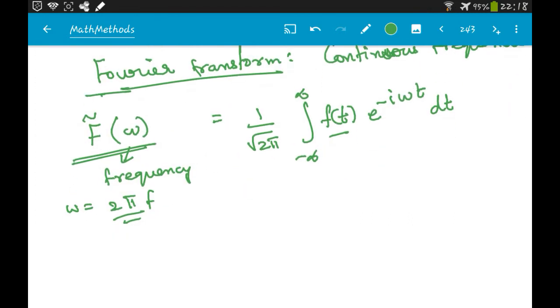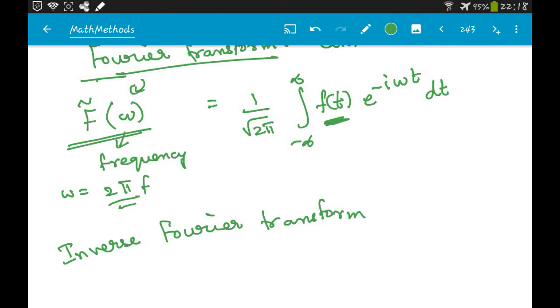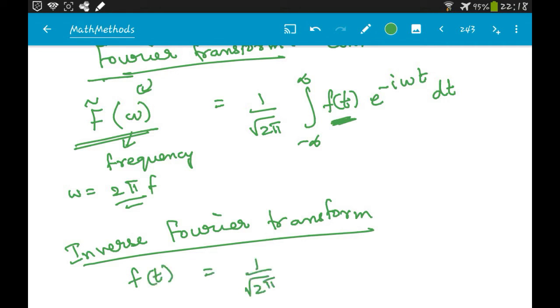You can also get an inverse Fourier transform. So this one is nothing but your Fourier transform, and you can also have the inverse Fourier transform. What is inverse Fourier transform? It is nothing but your f of t. So f of t is given by 1 by root of 2 pi integral from minus infinity to infinity of F of omega e power plus i omega t d omega. So this is your inverse Fourier transform.